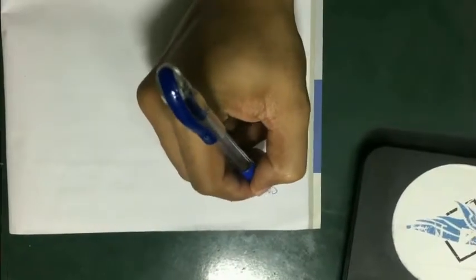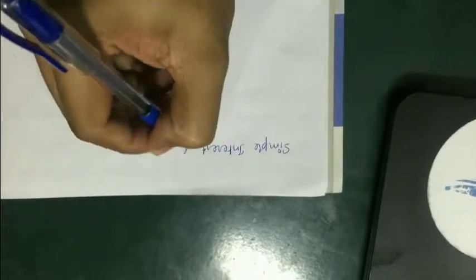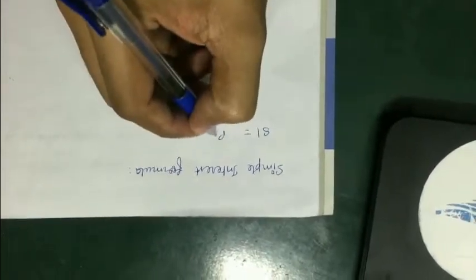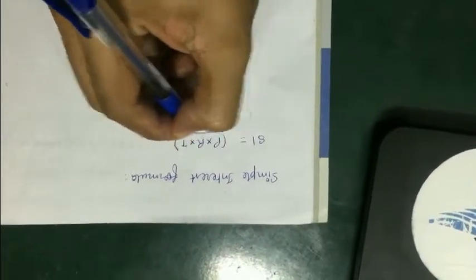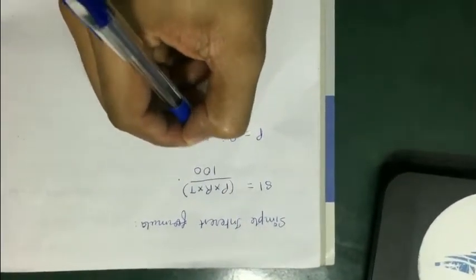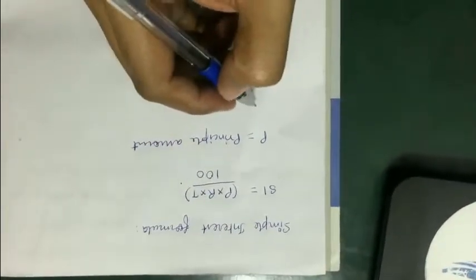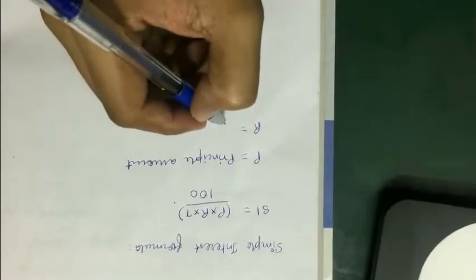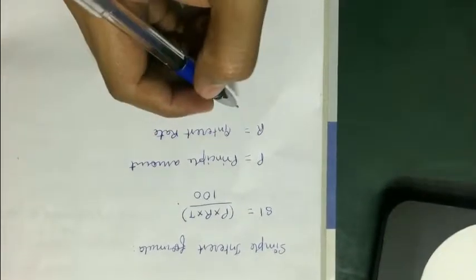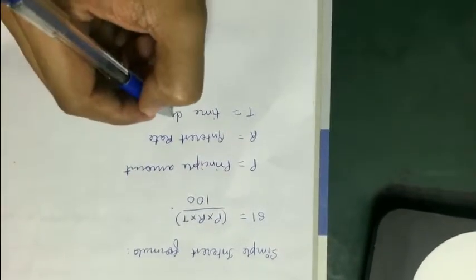The formula for simple interest is given as SI equals P into R into T whole divided by 100, where P stands for principal amount, the initial amount or the amount you loan out. R stands for interest rate at which you agree to take the loan, and T stands for time duration, the amount of time you are going to keep the money.